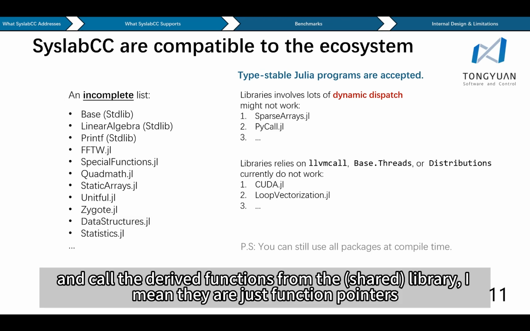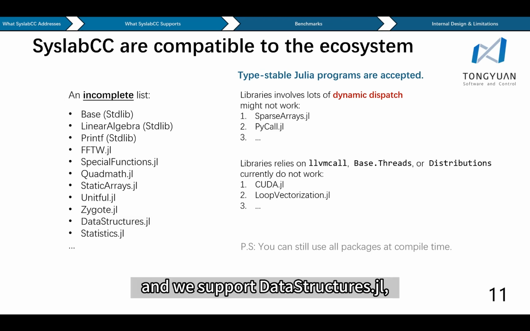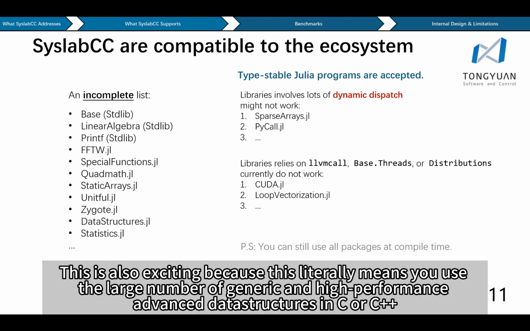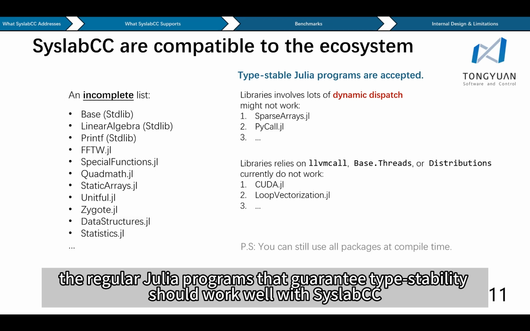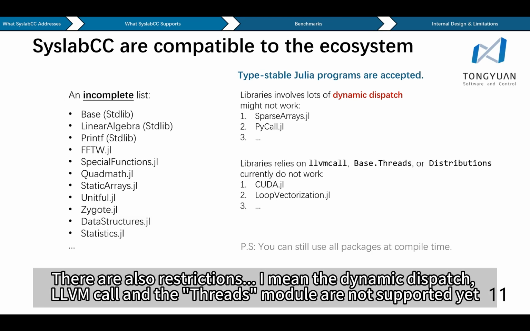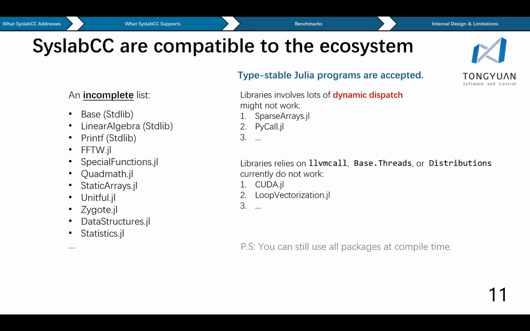They are just function pointers, and we also support DataStructures.jl. This is also exciting because this literally means you can use a large number of generic and high performance advanced data structures in C or C++. And this support list is incomplete, and I think regular Julia programs that guarantee type stability should work well with SyslabCC. And there are also limitations. Dynamic dispatch, LLVM core, and threads modules are not supported yet.